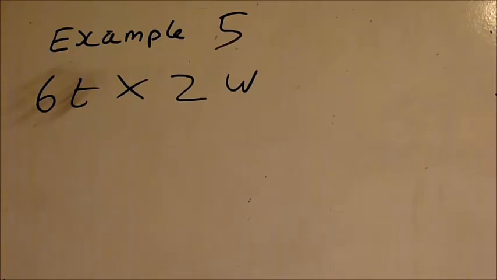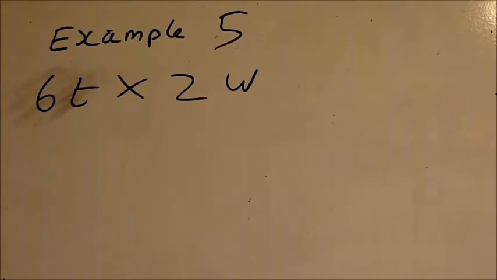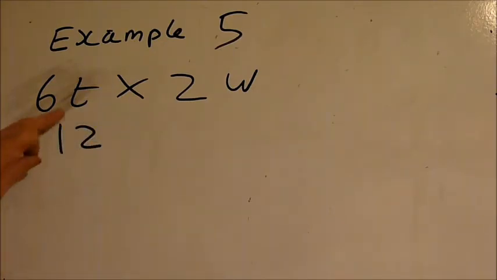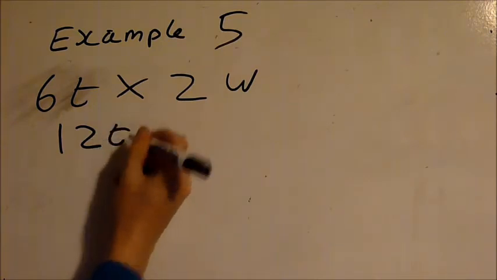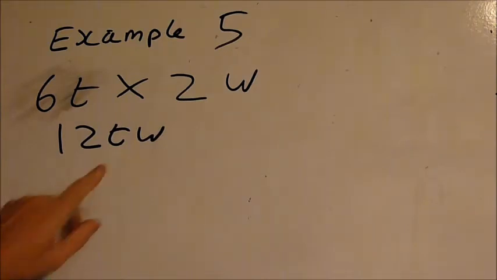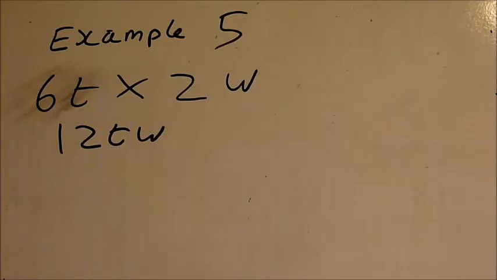Okay, so here we have a question that's very similar to questions 21 to 30. Notice now that we've got 2 letters in our multiplication sum and 2 numbers. So this is what we do. Exactly the same as before. We multiply the numbers together. So that's going to be 6 times 2, which is 12. We have a t here. So we write the t on the end. And we have a w here. So we write the w on the end. It doesn't matter which way around these 2 letters go. It could have been wt. It doesn't make any difference whatsoever.